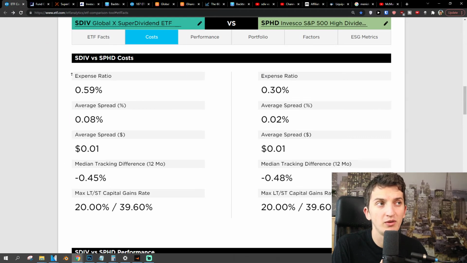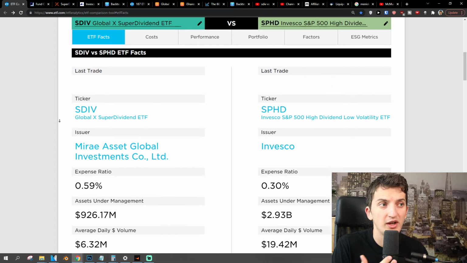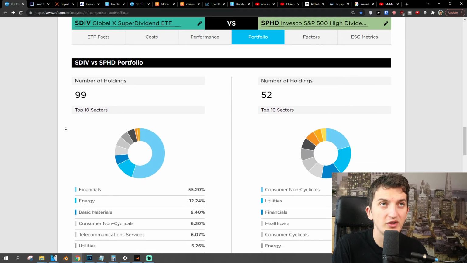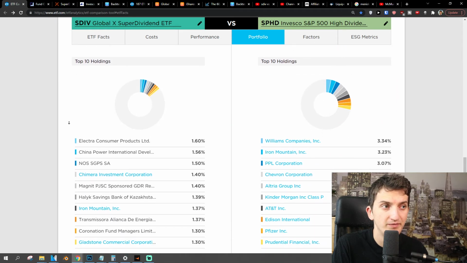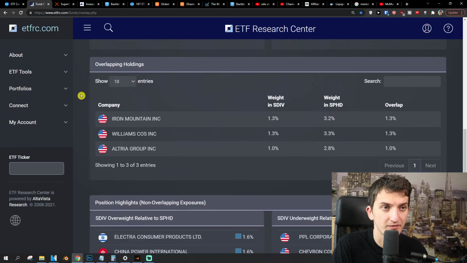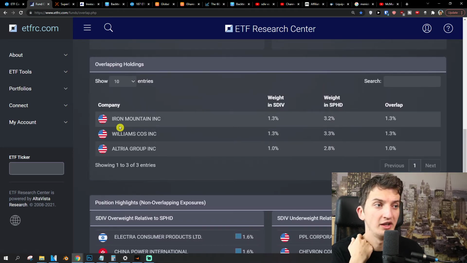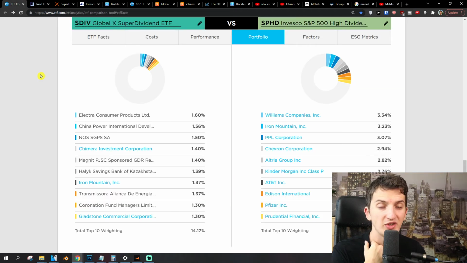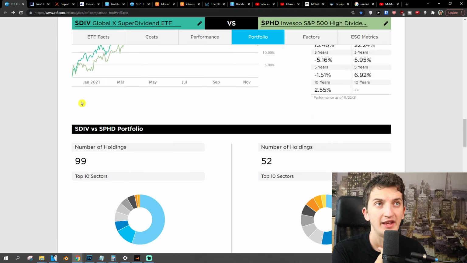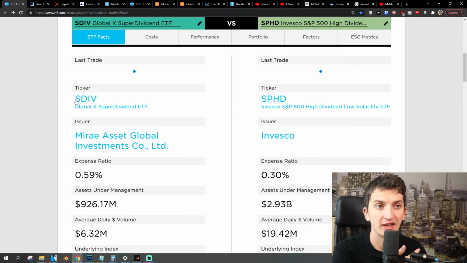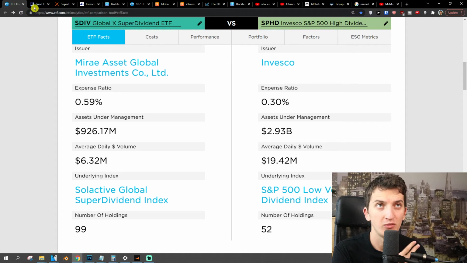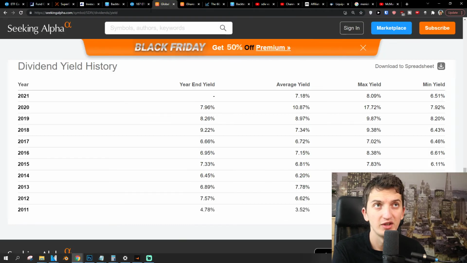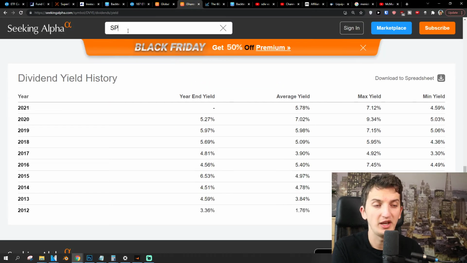I don't know what else to show you, and this is what I would like to share with you. SPHD is focusing on completely different companies compared to SDIV. They are overlapping in US companies only. If you like international companies, SDIV is a good choice. But again, the expense ratio is higher, the assets under management lower, the average daily volume lower. The only benefit is that it's international and you get higher dividends. This is SDIV compared to SPHD.